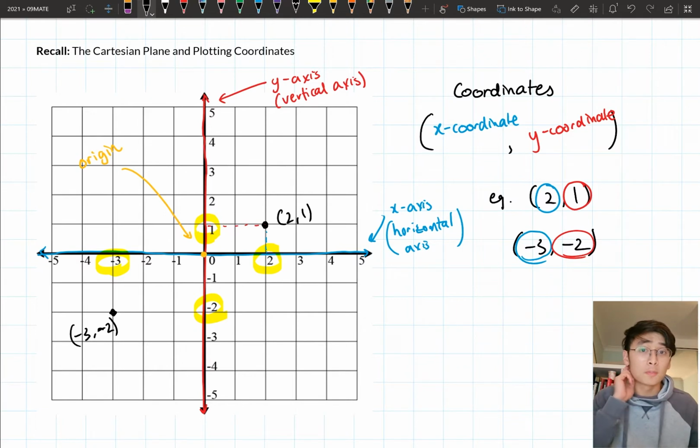So hopefully this is just a quick bit of recap of stuff that you've looked at in Year 8. So this is how we plot coordinates on a Cartesian plane. We first start off with our x coordinate, so that tells us where we are horizontally. And then after we've done our x coordinate, we plot our y coordinate, where we are vertically. Okay, so that was just a quick bit of recap on the Cartesian plane.